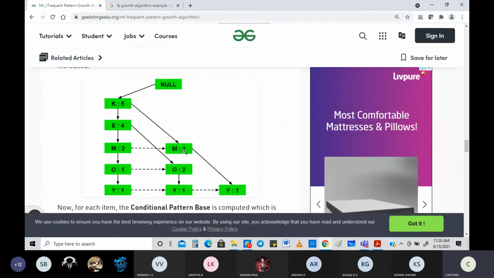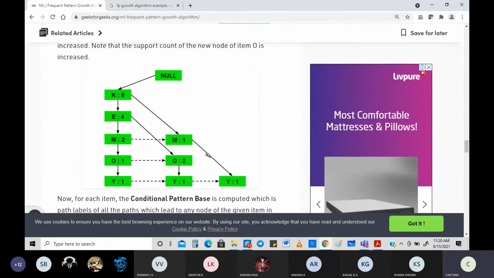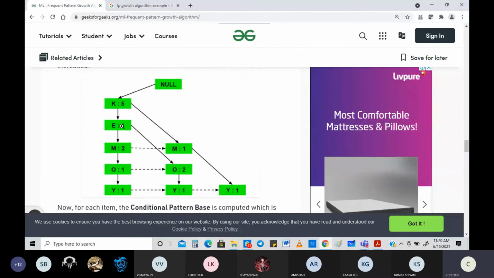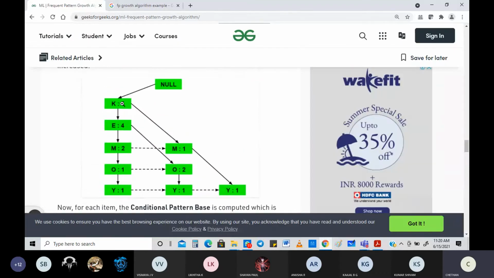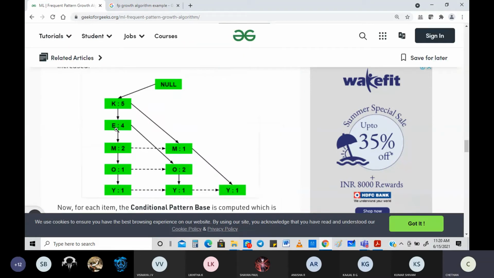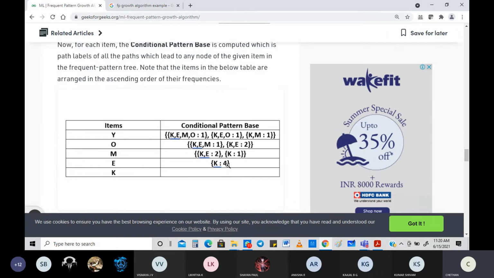Next, with regard to this, K and just only K. See this, from K to M, that's all, only 1 K. And what is the value? 1. Then for E, where is the value? Right up here. What is the value of K from there? For E, you got only K. And what is the value of E? It is nothing but 4. Do you have to write for K? No.